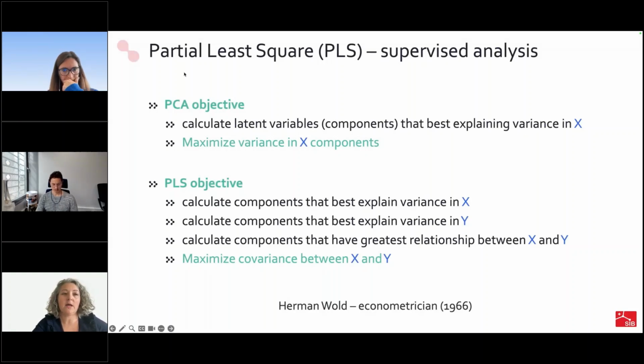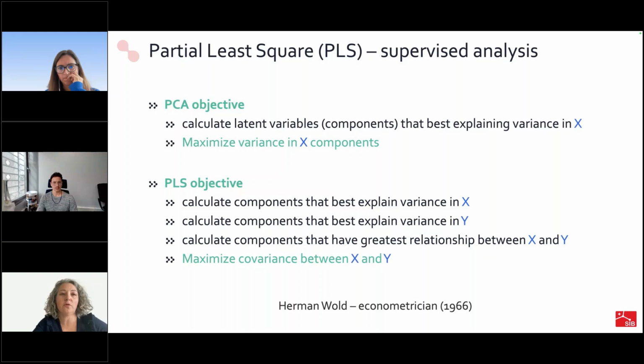With this model, the aim is to best explain the variance in your original data and to compute the components that best explain the variance in the response. So what you want to do is to use your original data to predict a response that could be groups or a continuous response, for example.